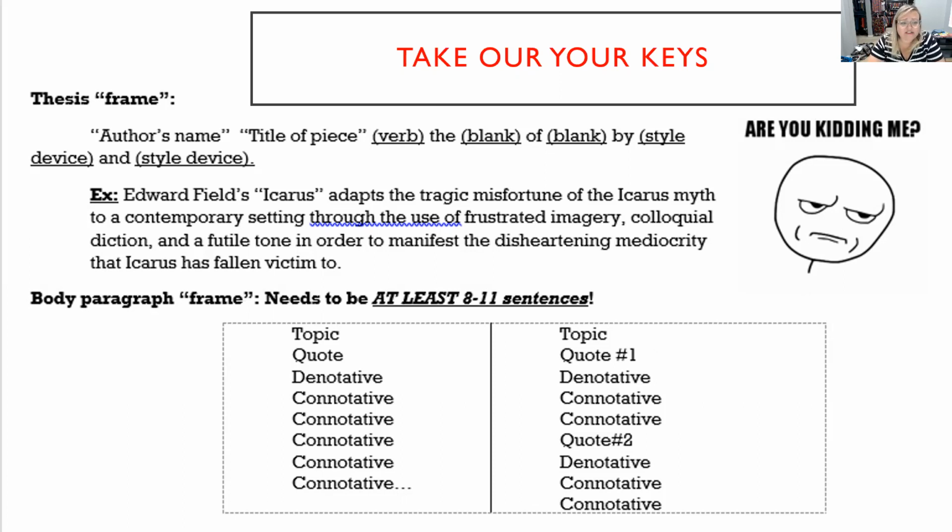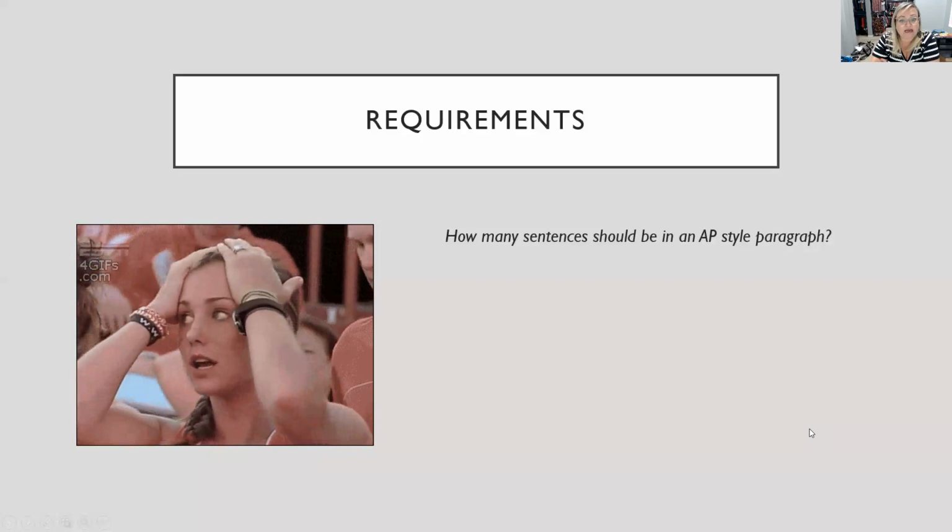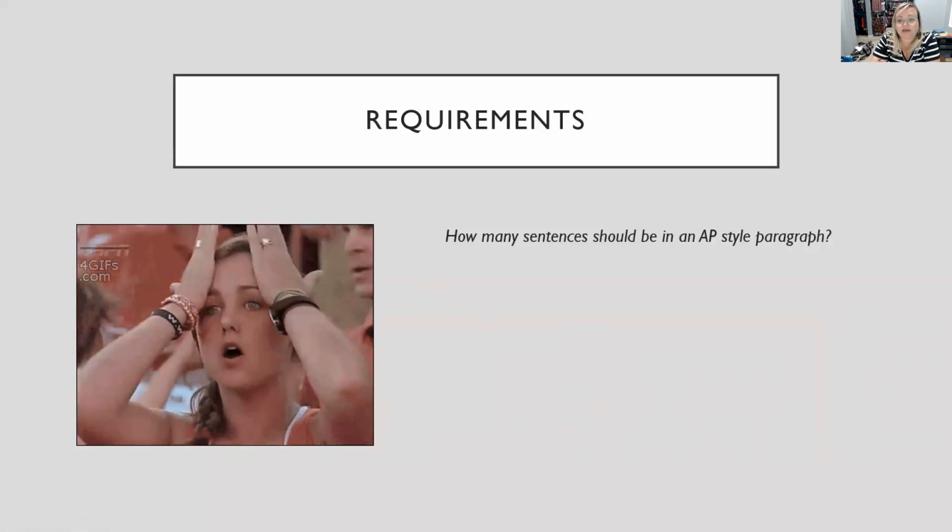Okay. So if you look at the frame up there, you've got the title, the verb, the blank of blank, and by the style and device. In the sample here, you can see that we used an in order to phrase, which you are more than welcome to do. So there are two formats for an AP style paragraph that you can use. In the beginning, until you can demonstrate mastery, we would like you to stick to the frames. Once you have demonstrated mastery, you can go off and do your own thing as you become more sophisticated writers. So, requirements. How many sentences should be in an AP style paragraph?